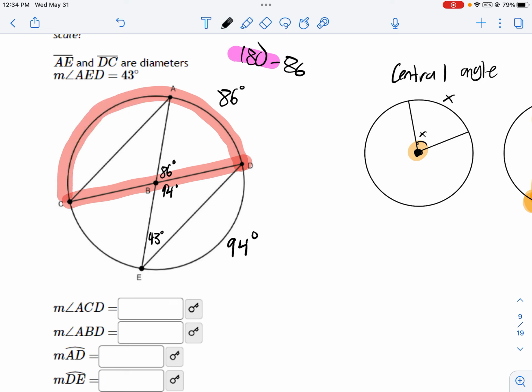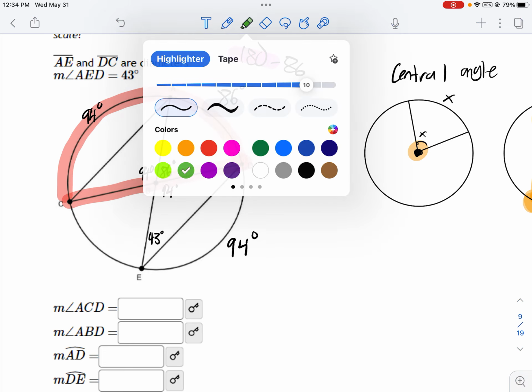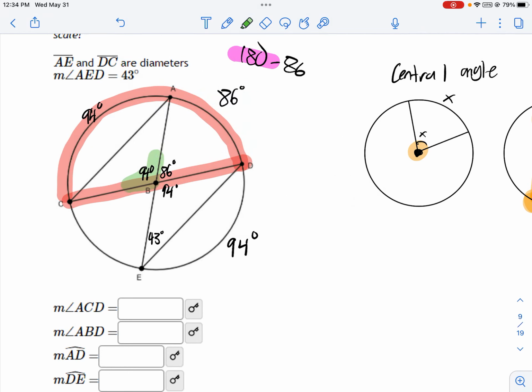Well, if we know it's 86, this is also 94 degrees, which means this is also 94 degrees. And you notice that'll be true for another reason, right? This is a vertical angle pair, which is why they're equivalent, why they're both 94 degrees. Which means that this should also be 86 degrees, which means this is also 86 degrees by central angle properties.